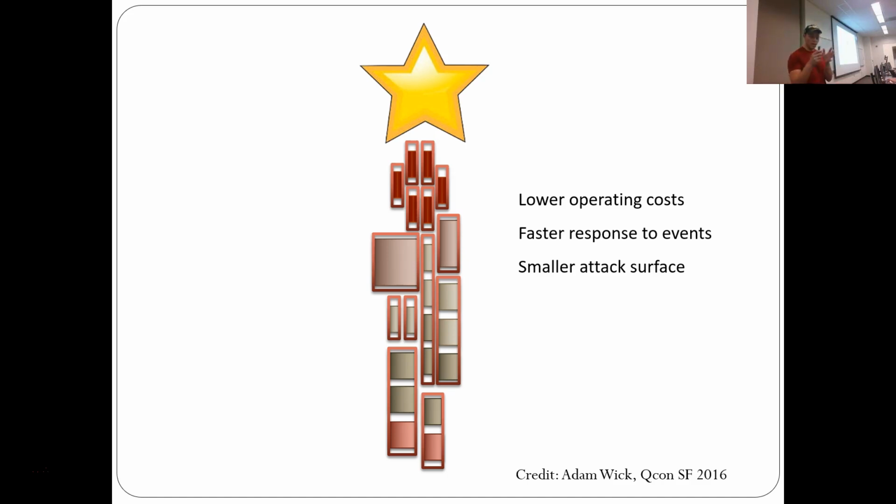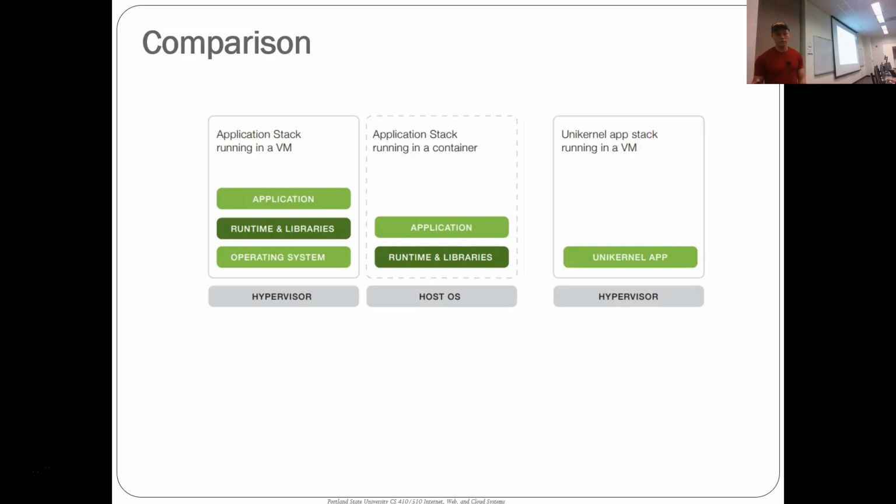So this gives you tiny attack surface, much faster response, and much lower operating costs. Okay, so this is what it looks like. On the left, a full application stack running on a virtual machine on top of a hypervisor. Here's the container approach, where you have the application and the runtime libraries on the host operating system. Here you've compiled the bits and pieces that you need out of the application, the runtime, and the host OS, and then that runs directly on the hypervisor. So that's what a unikernel is.